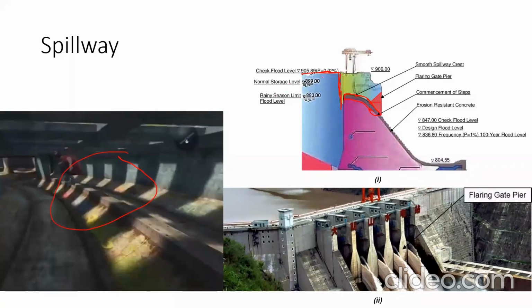If the water height is increased due to heavy rain, the extra water will be provided a path through these spillways. You can observe here, this is the gate. When extra water is there, the water will flow through the spillways, and when the gates are opened, that water will go to the river directly.